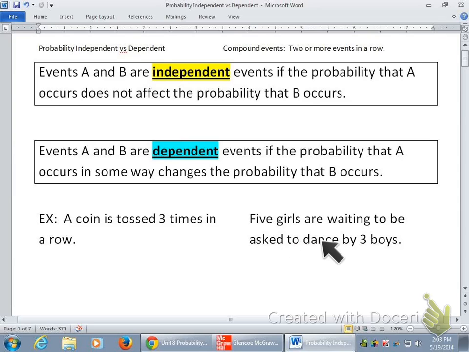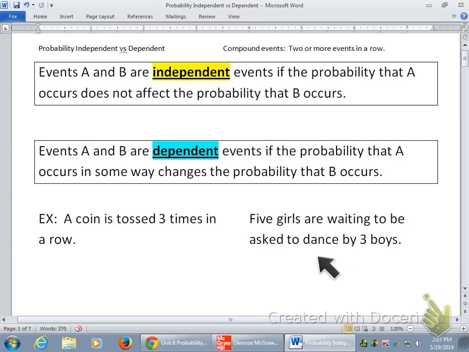Now, over here, I've got 5 girls waiting to be asked to dance by 3 boys. So if I'm looking at this situation, I've got the 5 girls here. Of course, a boy comes up and asks a girl to dance. How does that change things for the next girl? There's one less girl to choose. From the girl's point of view, there's one less guy to choose her. And from the guy's point of view, there's one less girl to choose from.